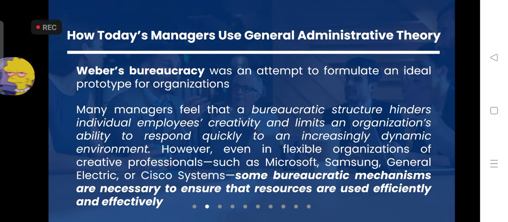So many managers felt that bureaucratic structures hinder individual employees' creativity and limit an organization's ability to respond quickly to an increasingly dynamic environment. However, even in flexible organizations of creative professionals such as Microsoft, Samsung, General Electric, or Cisco Systems, some bureaucratic mechanisms are necessary to ensure that resources are used efficiently and effectively. So next slide, please.